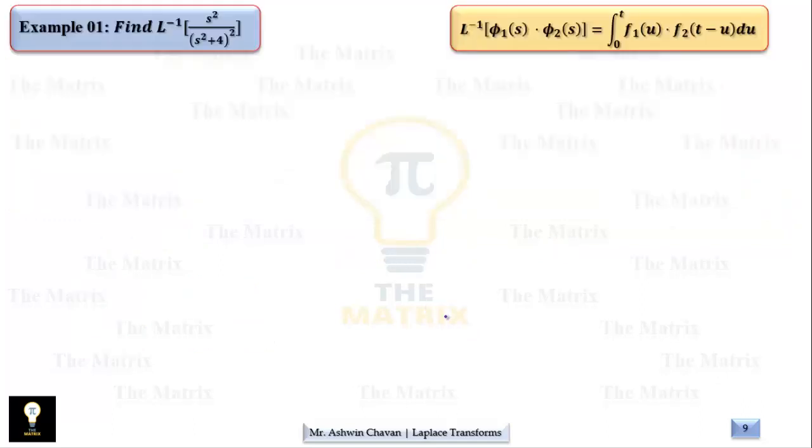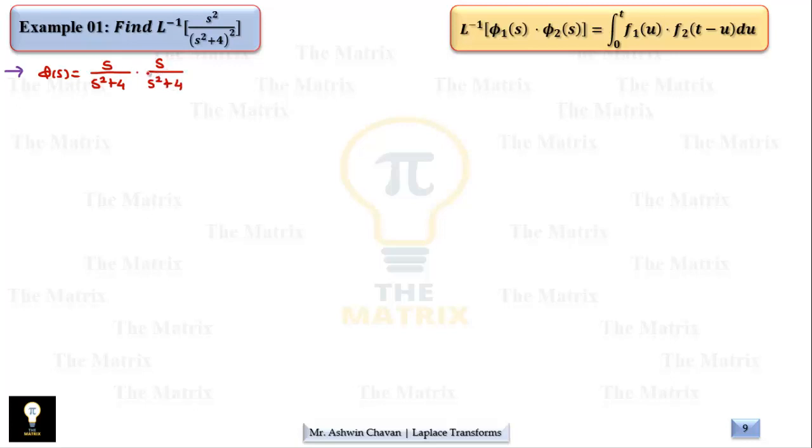So in the first example, we have to find L inverse of s square upon s square plus 4 whole square. An important thing you need to take care of is that you have to make the given function a product of two standard functions if possible. Why standard functions? Because we need to take inverse Laplace of those functions separately. So here, phi of s is s square upon s square plus 4 whole square. We write that phi of s as s upon s square plus 4 into s upon s square plus 4. You can see both the functions are the same and are in standard form.